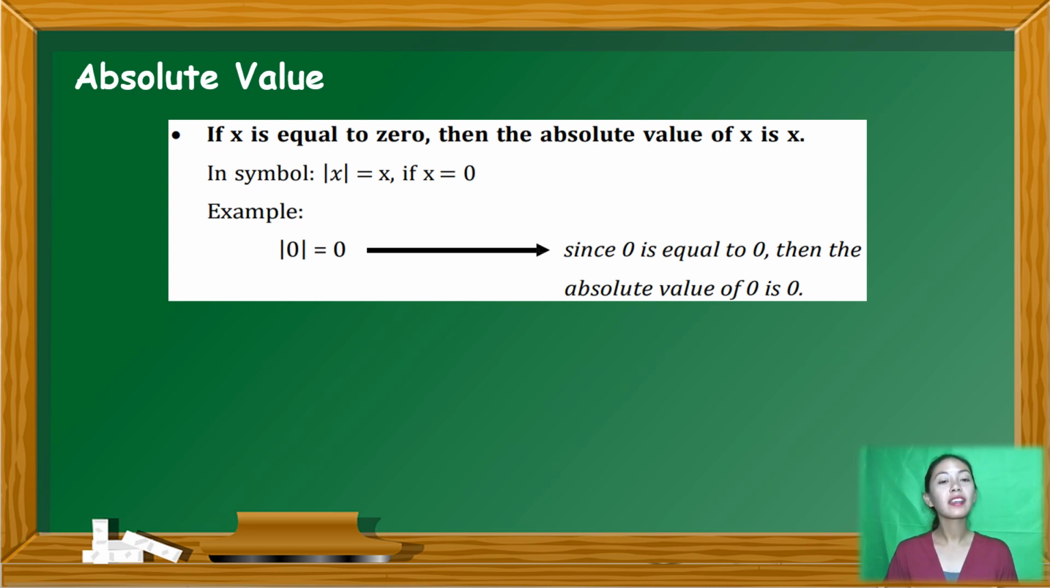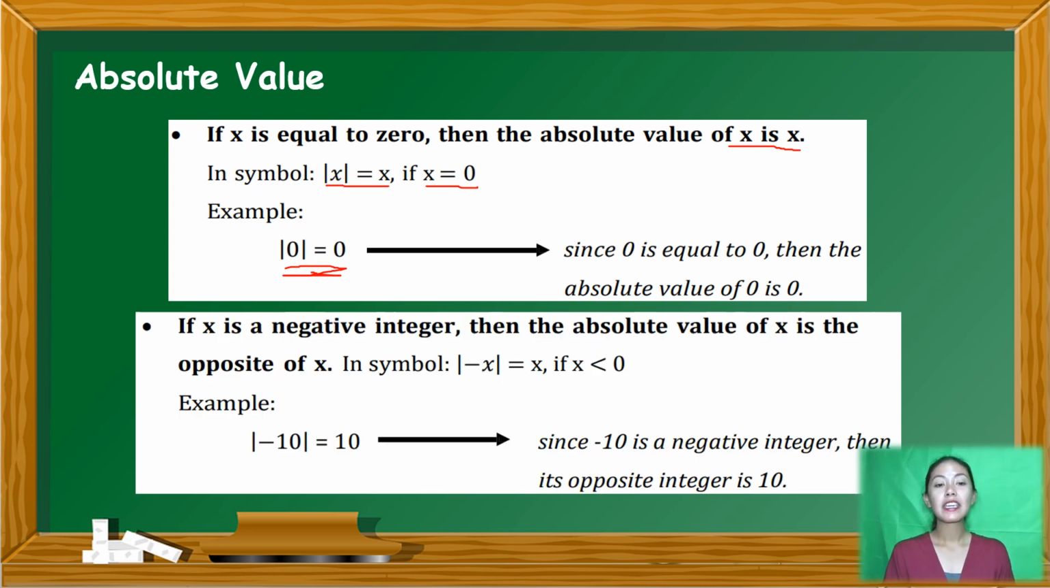Next, if x is equal to 0, then the absolute value of x is x, even if x is equal to 0. For example, the absolute value of 0 is equal to 0. So always remember this one.